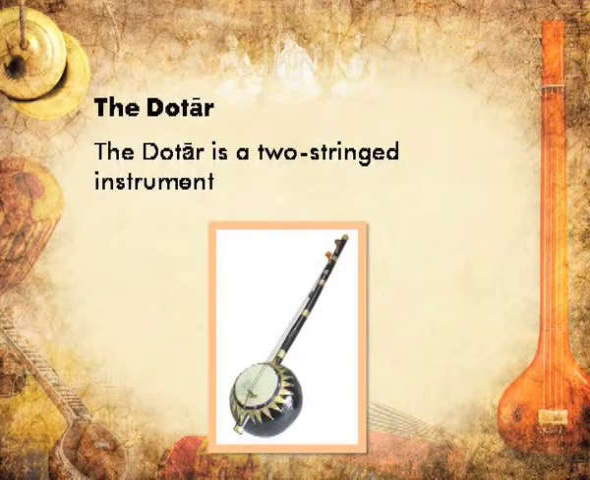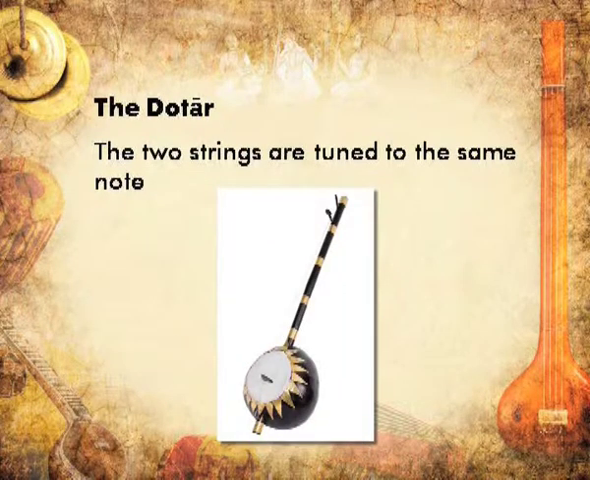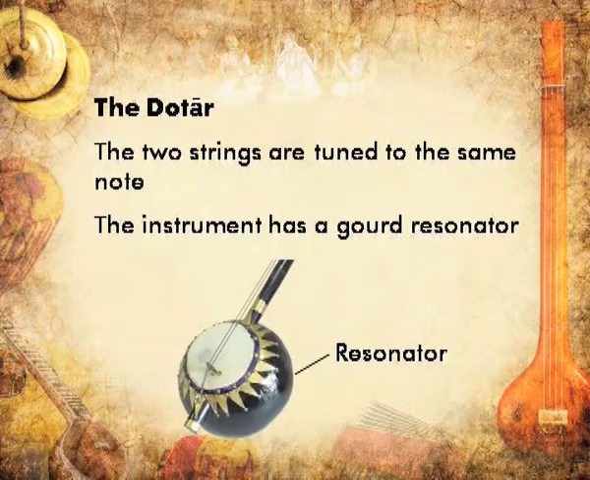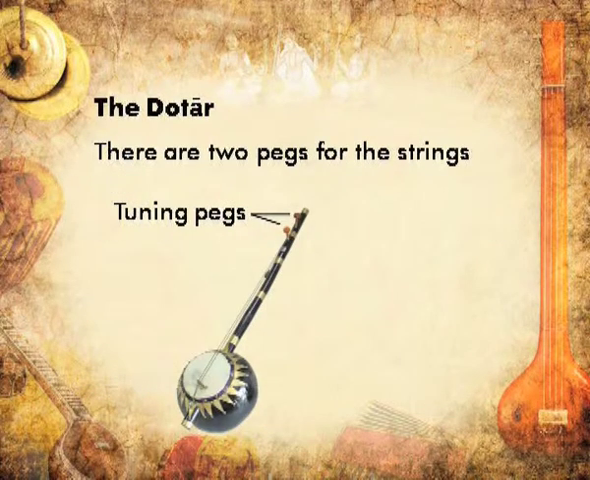The dotar. The dotar is a 2-stringed simple instrument that resembles the ektar. The 2 strings are tuned to the same note, that is, the tonic note of the performer. The instrument has a gourd resonator and from it runs the dandi or the stem. At the other end, there are 2 pegs for the strings.